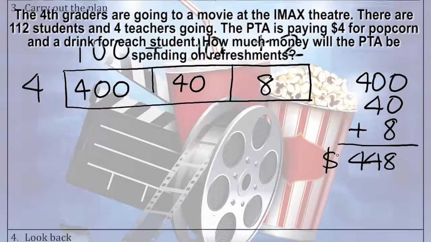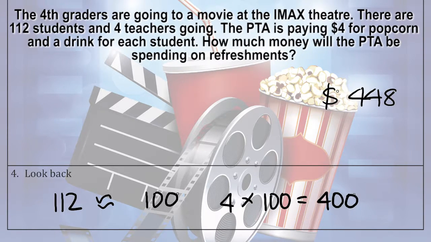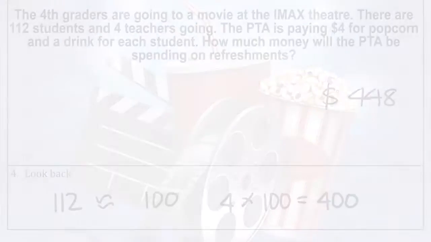Step 4. Look back. Did we answer the question or questions? Yes. We figured out how much the PTA will be paying for the popcorn and drinks. Does the answer make sense? Let's use rounding to check our answer. 112 rounds to 100, so 4 times 100 equals 400. So paying $448 is a reasonable answer.